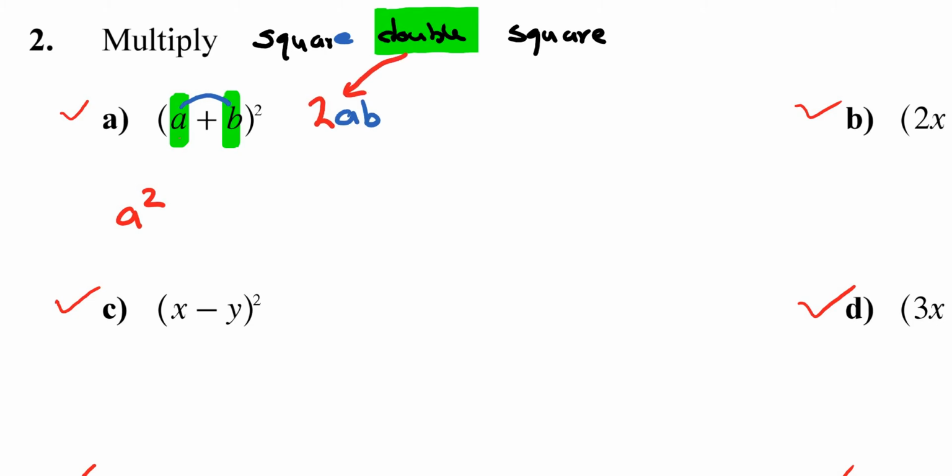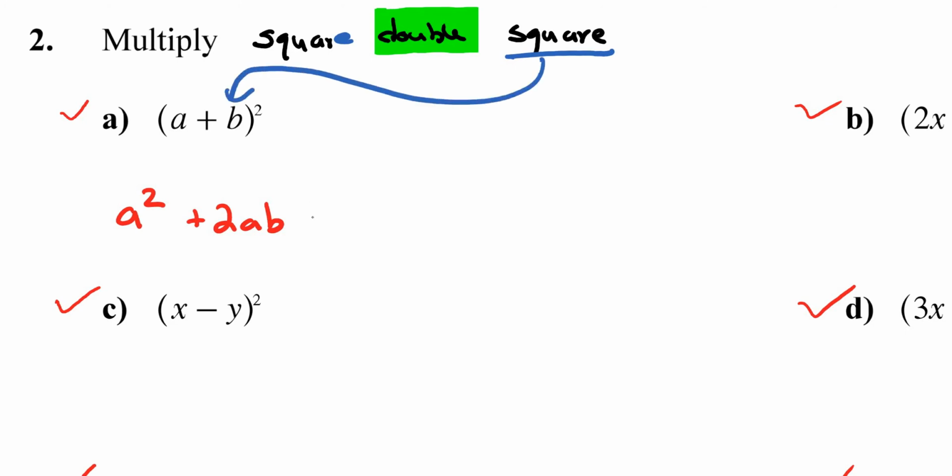All right, so you take your first term and your last term, you multiply it. So a times b is ab, and then you double it. Doubling ab is 2ab, so plus 2ab. And then finally, the last one is you square it. You just square this last term. So b squared is just b squared. And that's your final answer. Okay, so this is the square double square technique.